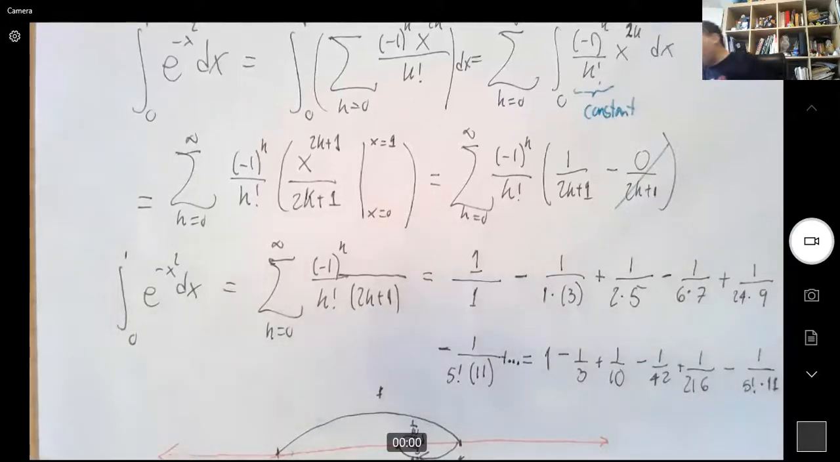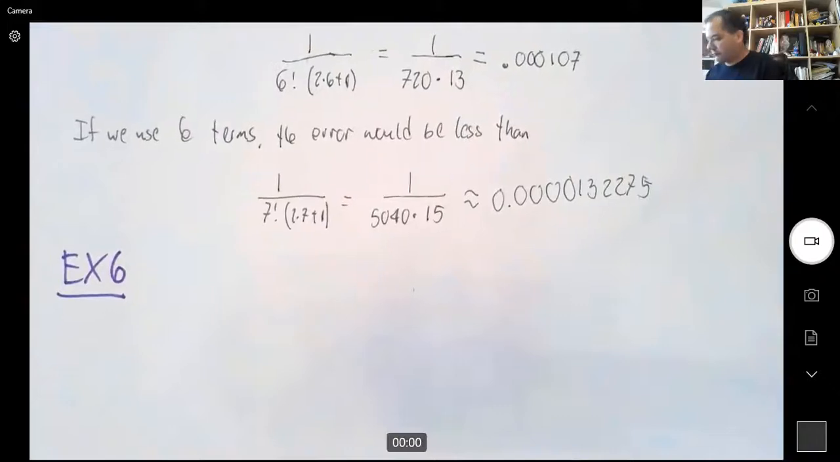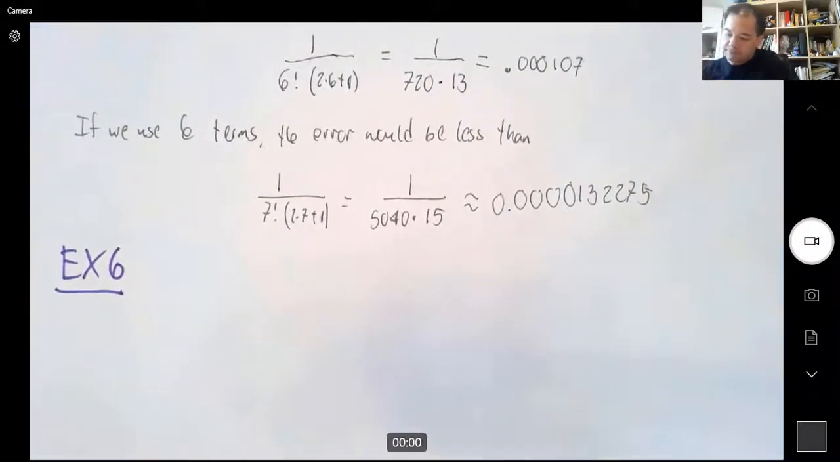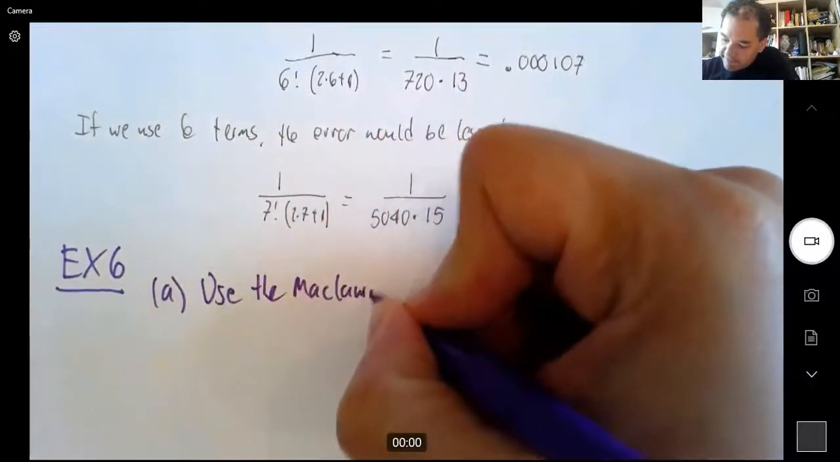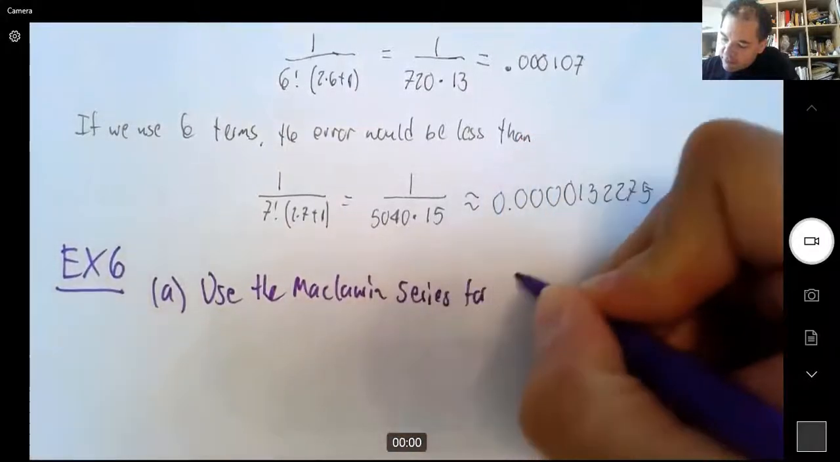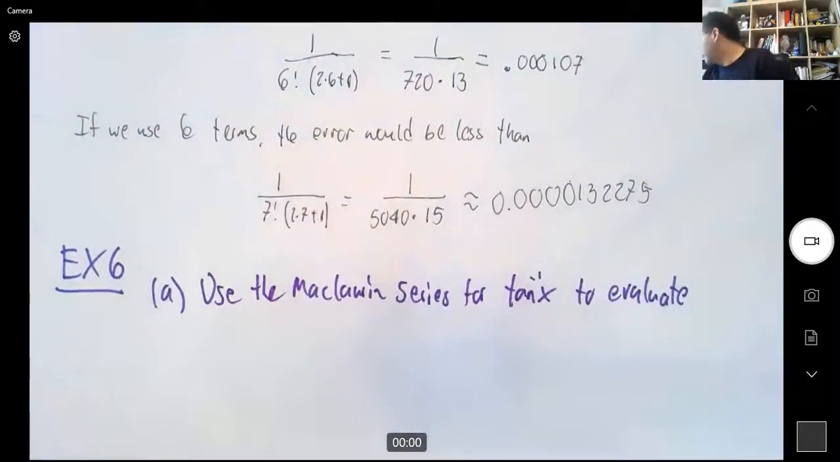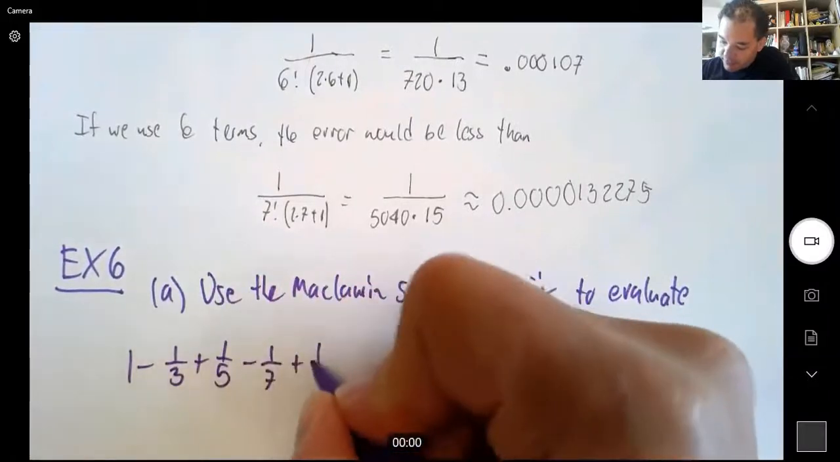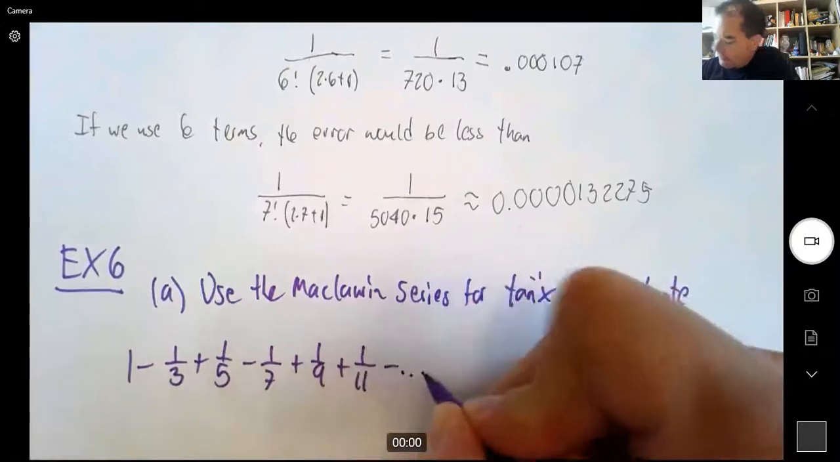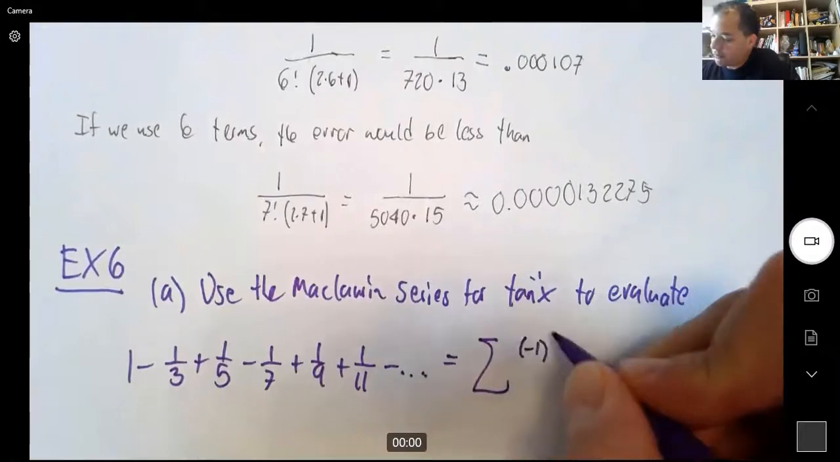So let's go to example 6. All right, example 6. It says use the Maclaurin series for inverse tangent. It has 2 parts. Part A, use the Maclaurin series for inverse tangent to evaluate 1 minus 1/3 plus 1/5 minus 1/7 plus 1/9 plus 1/11, etc. Right? We see the pattern. It's just we're alternating and we're going through the reciprocals of the odd numbers.